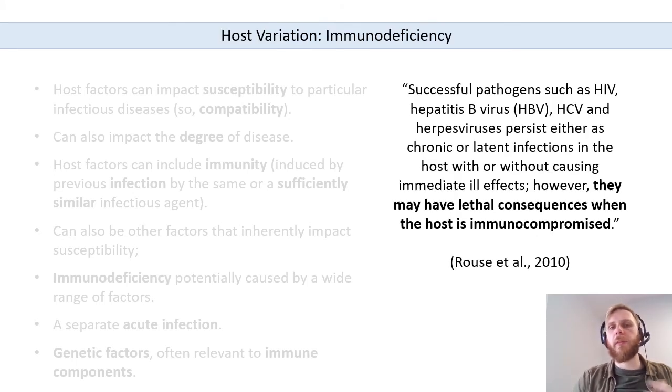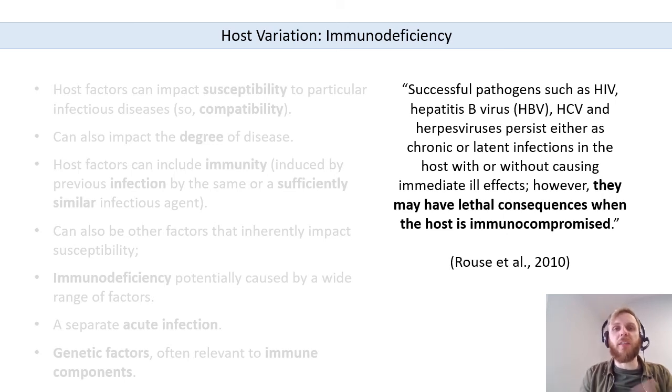And when we're thinking about things like immune state, we're not just thinking about the likelihood of an infection occurring, so whether or not someone will contract a particular infectious disease. We're also thinking about the consequences of infection. So it's often the case that individuals who are immunocompromised or immunosuppressed will experience a more severe infection than individuals who have a fully functional immune system.